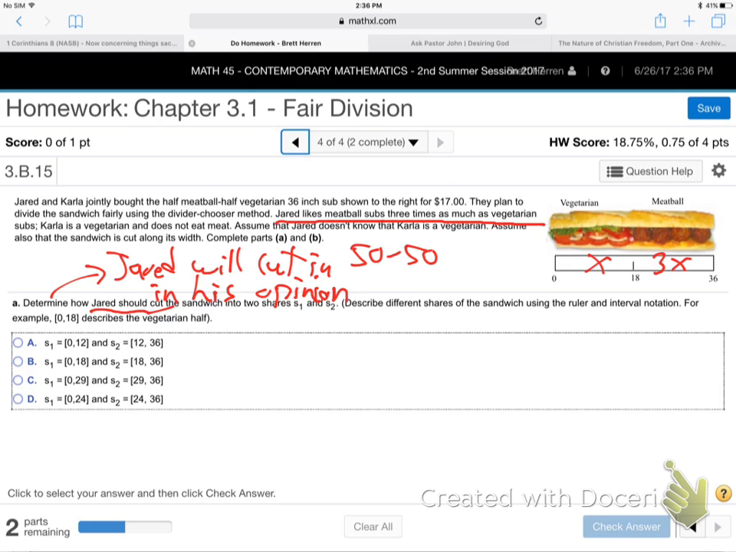What will he do to cut this fairly? Any ideas? Would he cut it right in the middle, for example? Would Jared cut it right in the middle between the veggie and the meatball? Would he make a cut right here? Would that be something Jared would do, according to this? Why or why not? If he made that cut, would those be equal value in Jared's opinion?